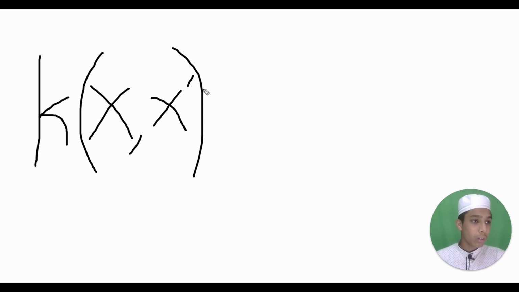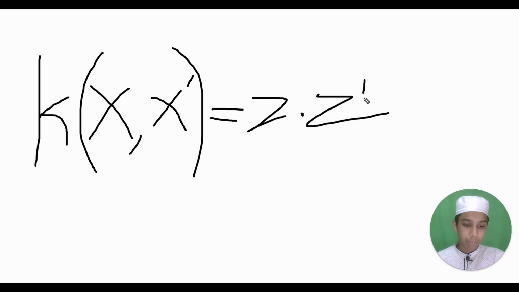And this will be equal to the inner product of z and z prime, where the z values are from our new dimension space. If you remember, in the last video I talked about replacing x with z, something like that. That's why I'm calling it our new dimension space.